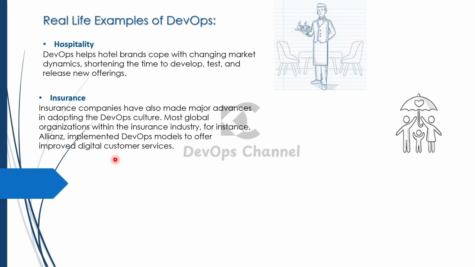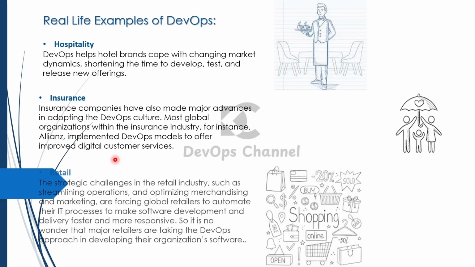Next one, we have insurance. Insurance companies have also made major advances in adopting the DevOps culture. Most global organizations within the insurance industry, for instance, Allianz, implemented a DevOps model to offer improved digital customer services. So if they want to improve their website, they will adopt the DevOps method or DevOps culture to build or release a new version of the software of their website, right?